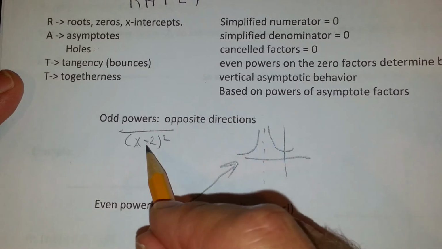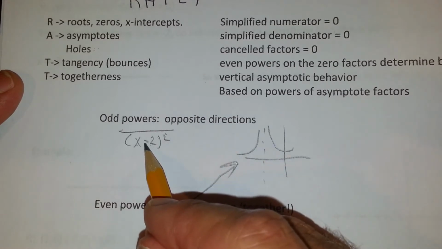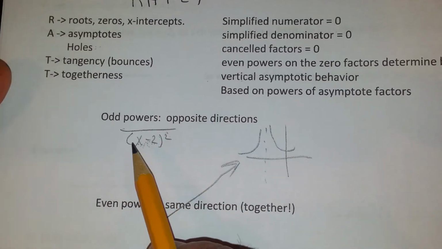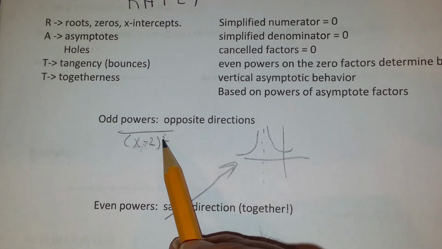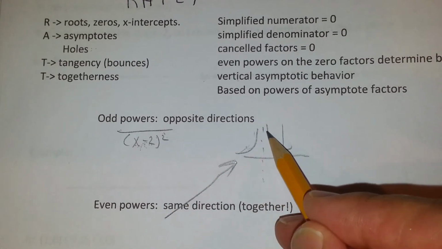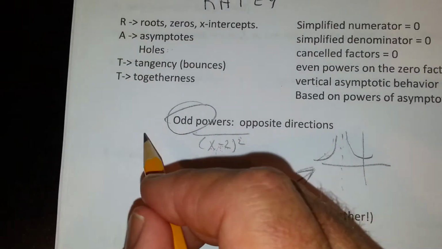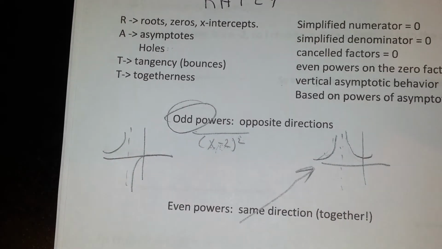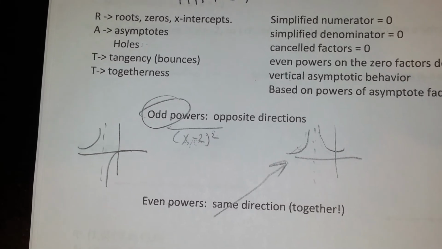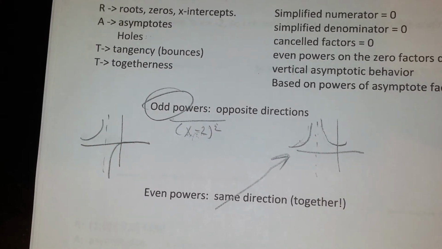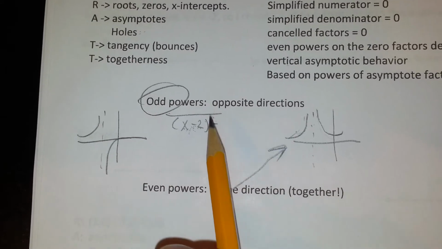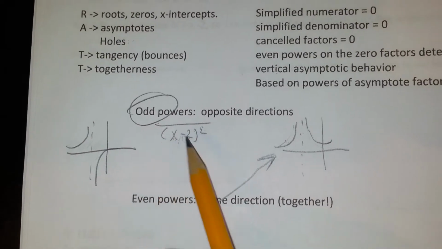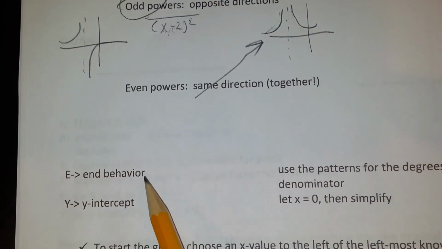If you have x minus 2 squared, the value that creates 0 in the denominator, your asymptote, if it's to an even power, the graph moves together. If it's an odd power, it's going to be this: you can have an asymptote and it'll move in opposite directions. So for the factors in your denominator that create asymptotes, if they're even powers the graph moves together, and if they're odd powers it moves in opposite directions. So that's the togetherness.